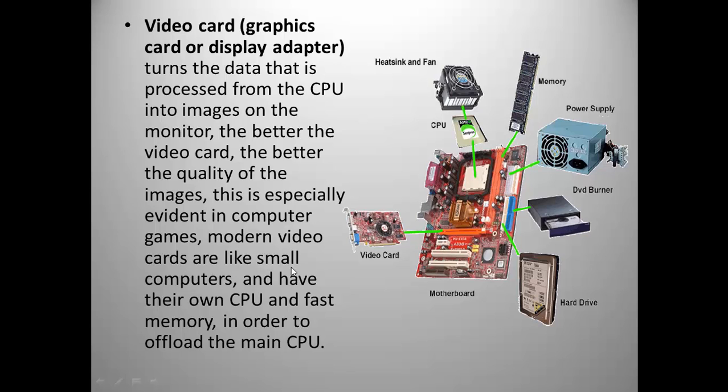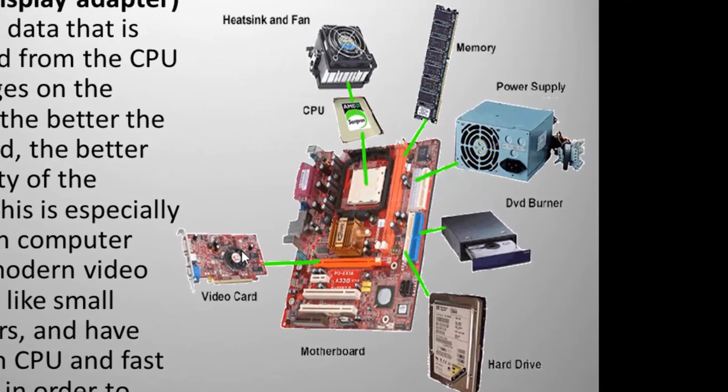Modern video cards are like small computers, like laptops, maybe new tablets, and have their own CPU and faster memory in order to offload the main CPU. So it used to happen over here with a very simple video card, but then the games and the movies and every graphic became like it requires lots and lots of processing. That's why they made stronger video cards nowadays.